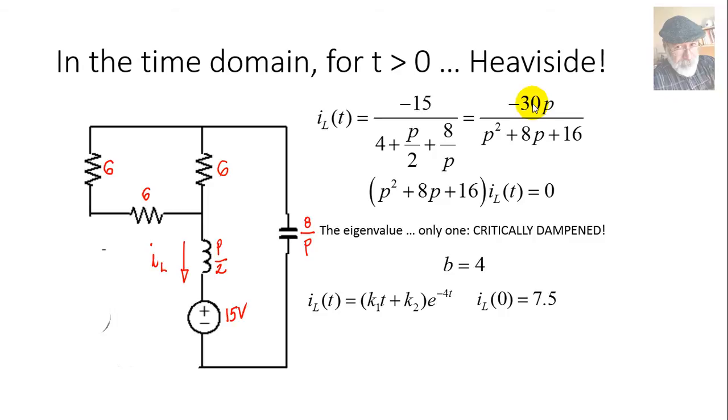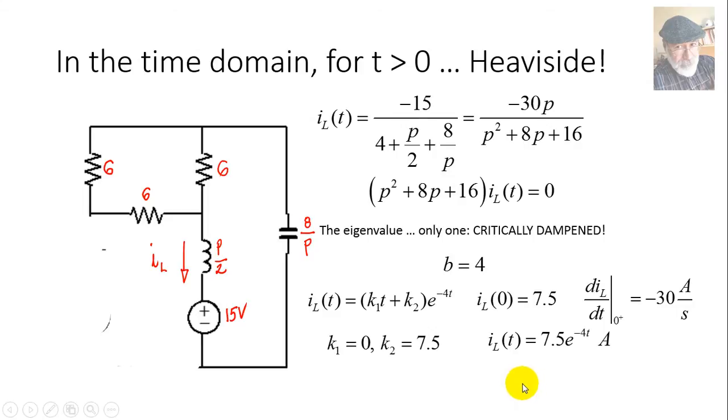But we have the initial condition of IL, 7.5. We have the initial value of its derivative, negative 30 amps per second. So we can find K1 and K2: 0 and 7.5. Substitute them here, and you find that the current in the inductor as a function of time is 7.5 times e to the negative 4t amps, which is exactly the same we obtained using the Laplace technique, but with a little bit more effort this time.